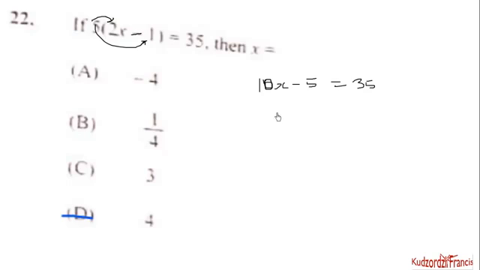Then let's group similar terms. We have 10x is equal to 35 plus 5. Now when we simplify, we get 10x is equal to 40. Now divide both sides by 10 to get x is equal to 4. So this answer is correct.